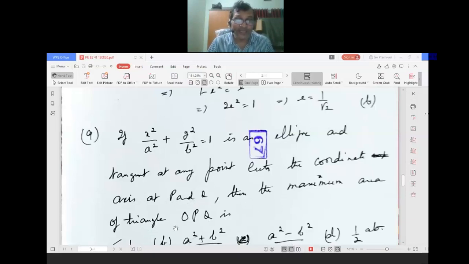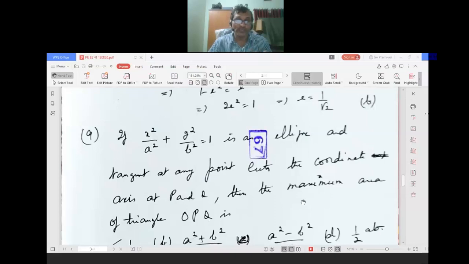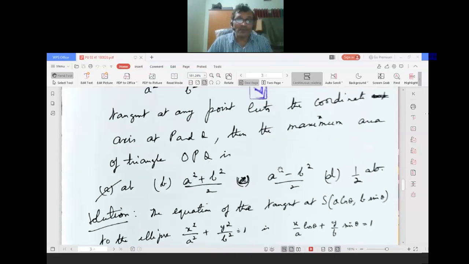Then the maximum area of triangle OPQ is. First we take the ellipse x squared by a squared plus y squared by b squared equals 1. The tangent at any point to that ellipse cuts the coordinate axes at P and Q. Then the maximum area of triangle OPQ is: first option ab, second option a squared plus b squared by 2, third option a squared minus b squared by 2, and fourth option half of ab.